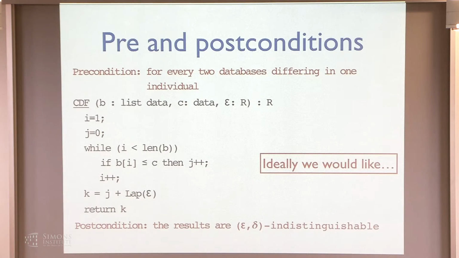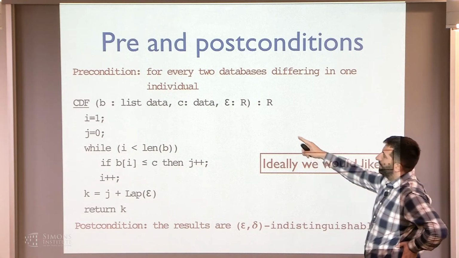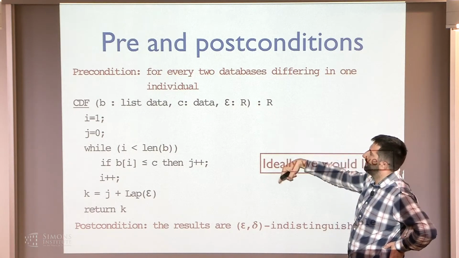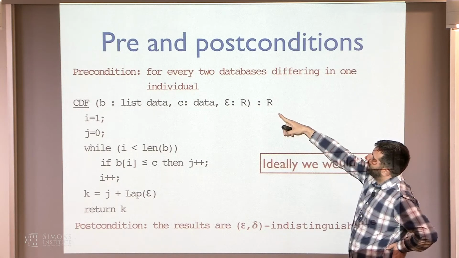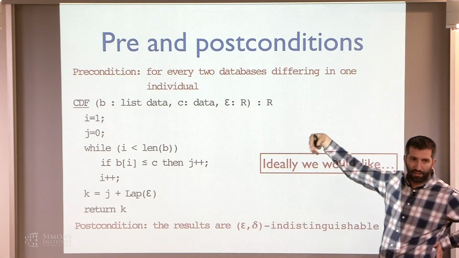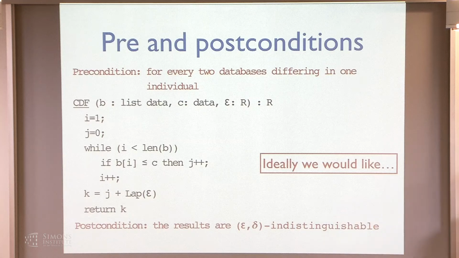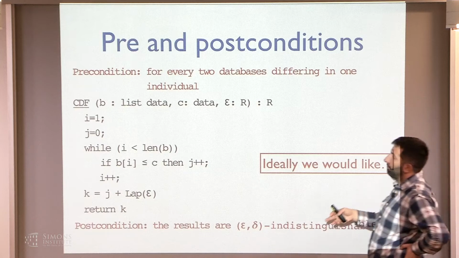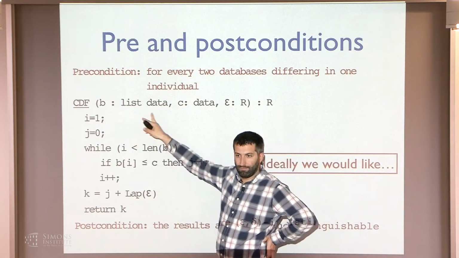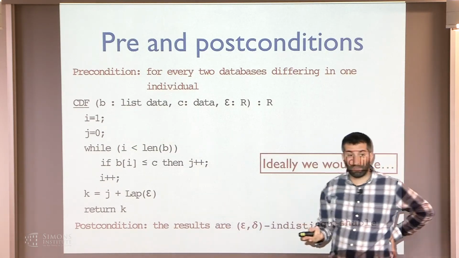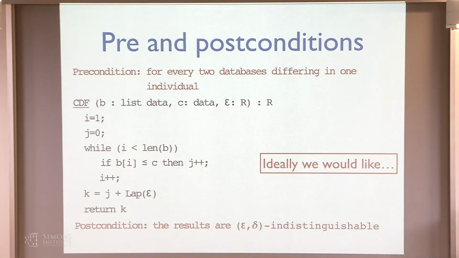Now, there are two problems here. The first problem has to do with the precondition, with actually both of them: this quantification over two databases. I already mentioned this before. So who are these two databases? If you look at the verification we did before, we were working with one input, but here we are talking about two inputs. The second problem is how we formulate that the results are epsilon-delta indistinguishable.